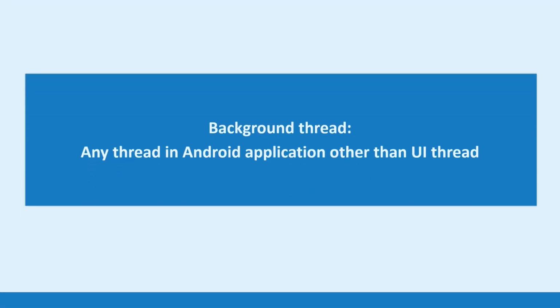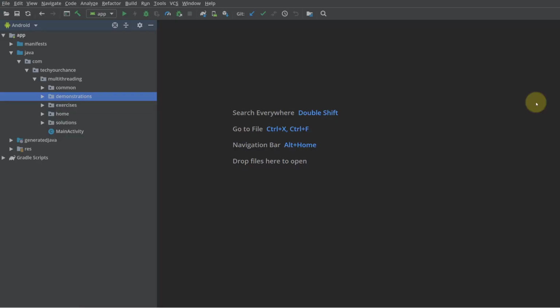And once we understand what UI thread is, we can also define a background thread. So background thread is any thread in your application that is not UI thread, as simple as that. The goal of this short lecture is to simply convince you that all the lifecycle callbacks and event handlers are indeed called on UI thread of your application.